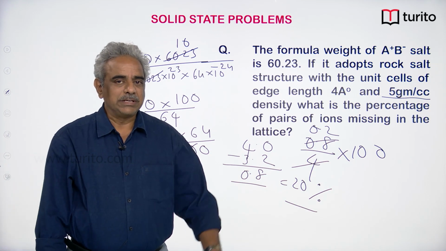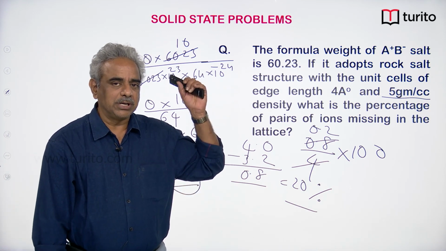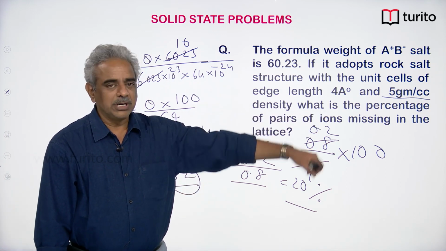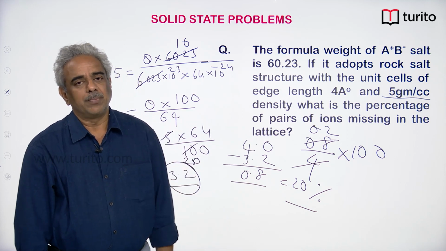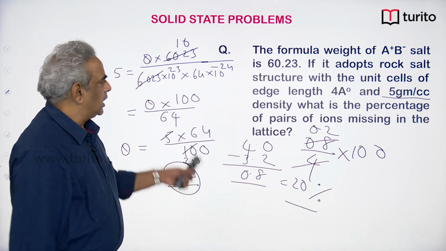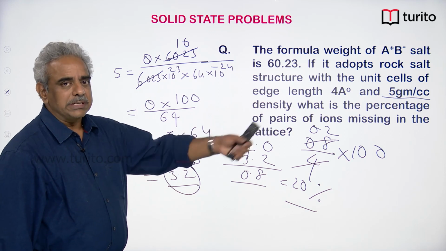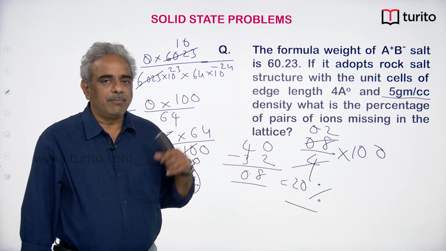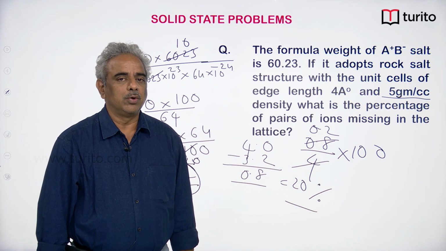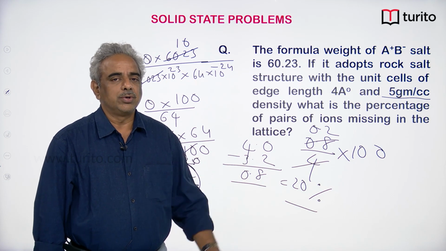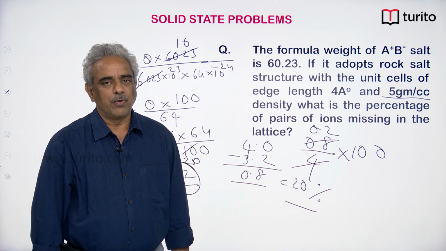So, two different ways. We took the ideal density, missing we calculated, from there we got percentage of ions missing, or we got the given density and we calculated number of effective formula units per unit cell, and ideal unit cell should have 4, the missing ions we found.